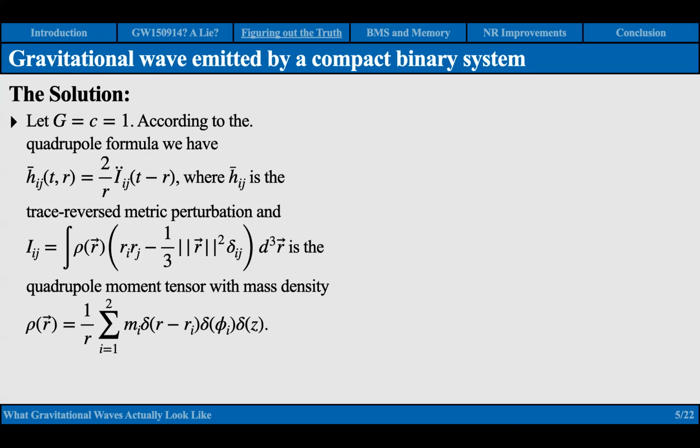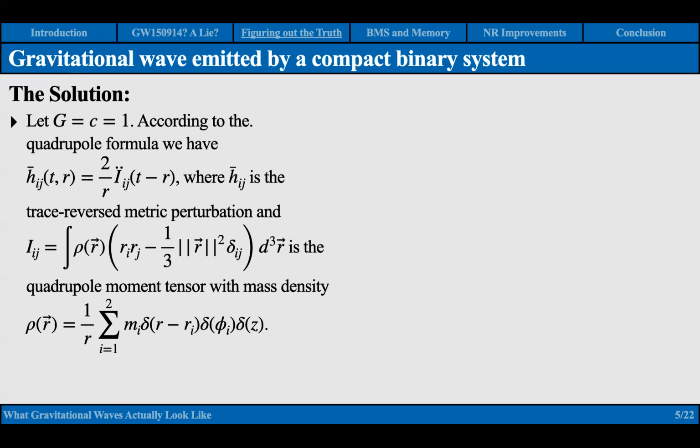And then the quadrupole formula says that the trace-reversed metric perturbation, this h bar, is equal to 2 over r times the second time derivative of this quadrupole moment tensor, where this quadrupole moment tensor is just this integral of the mass density and these extra radial dependence. And so for our binary system, we can treat the mass density as just these delta functions located on these point masses, weighted by the point mass itself.